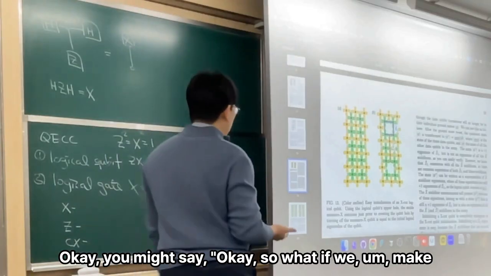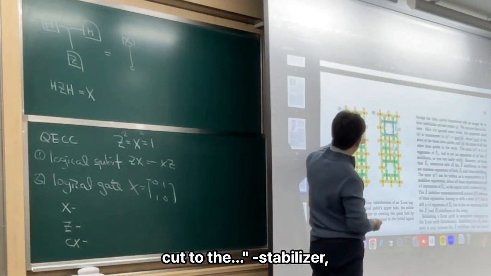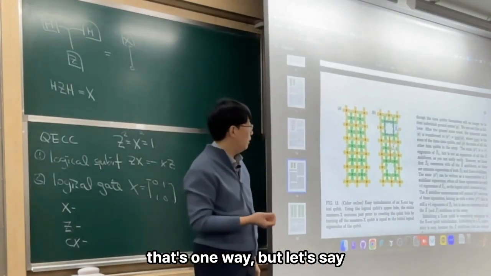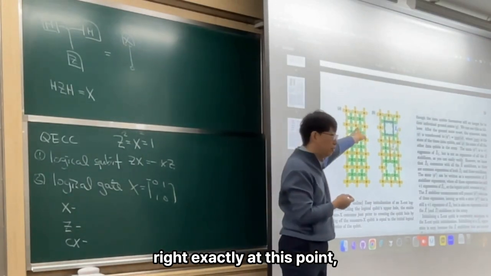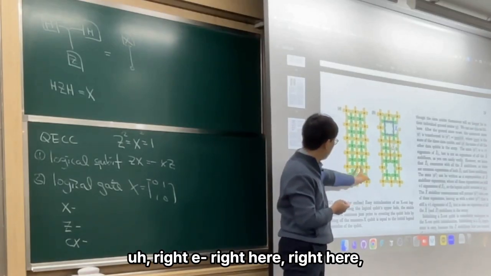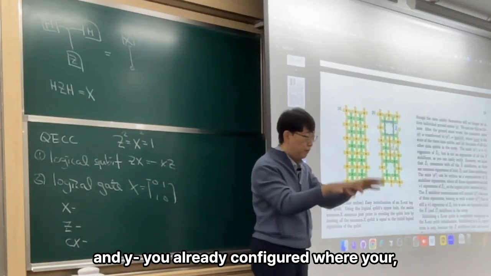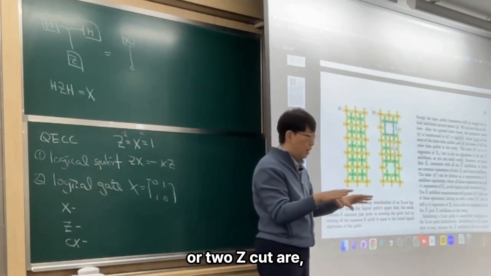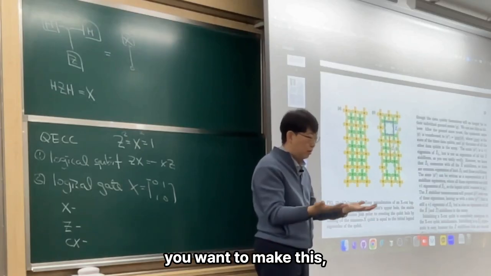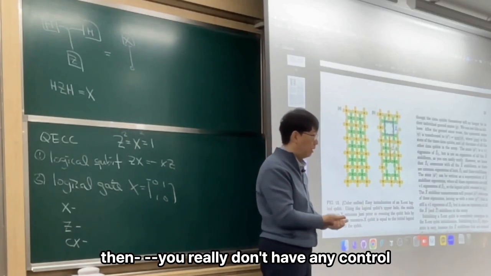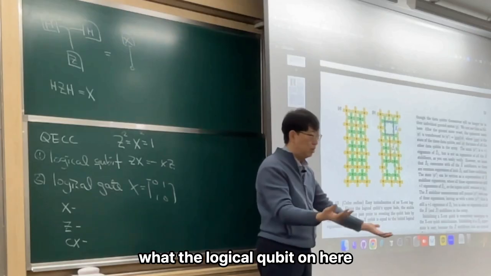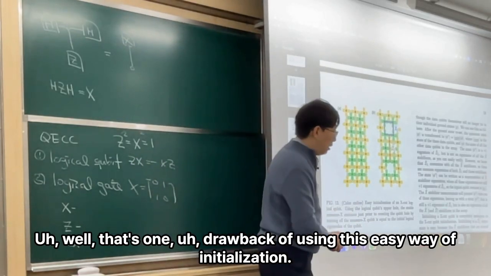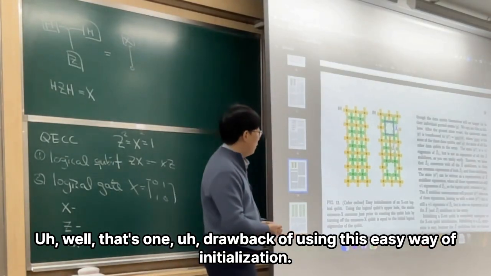Okay, you might say, what if we make a cut at the stabilizer which reads as 0? Well, that's one way, but let's say you want to make a hole right exactly at this point, right here, and you already configured where your logical qubit with 2 X cuts or 2 Z cuts are, and you want to initialize it, you want to make this logical gate at once, then you really don't have any control over what the logical qubit here and here is about. So that's the drawback of using this easy way of initialization.